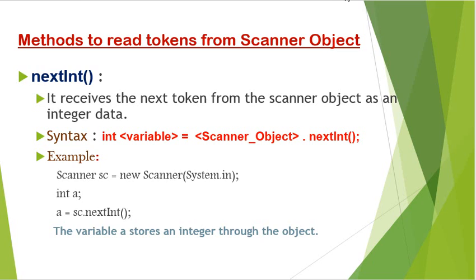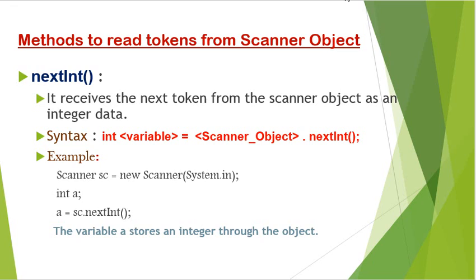We have declared an integer variable int a, and in the next line we are accepting the value a equals sc dot nextInt. See the object name that we have used: sc is the object name, then a dot, the dot operator that we have to use.